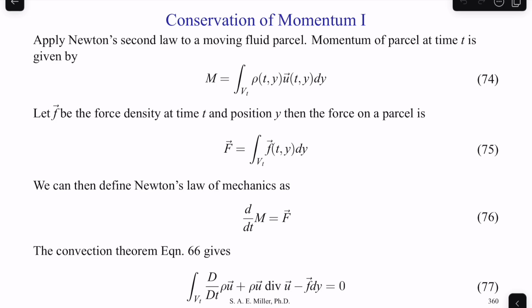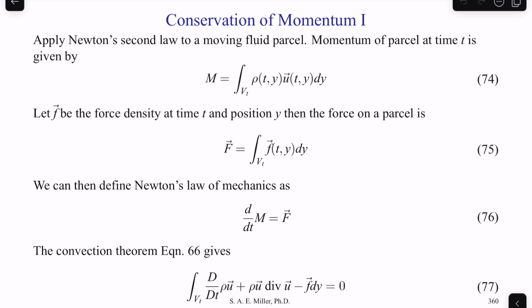We previously looked at conservation of mass using the convection theorem. Now we're going to look at conservation of momentum using the same theorem, which we developed in equation 66a a couple of lectures ago. This is the derivation of the Navier-Stokes equation using the convection theorem. We're going to apply Isaac Newton's second law to a moving fluid parcel, which is a small unit volume of fluid in the old sense that moves through space and time.